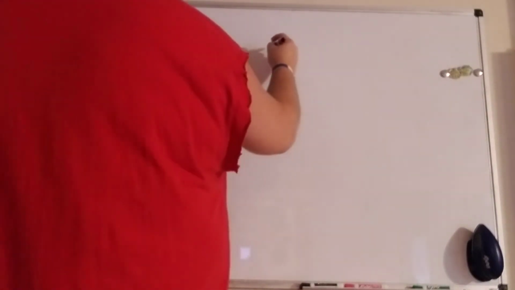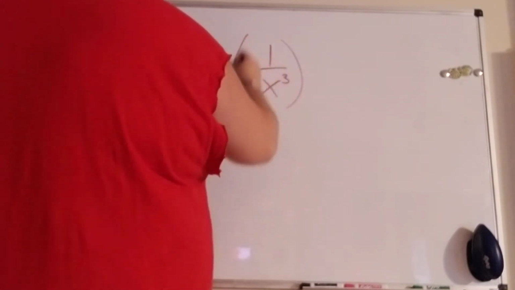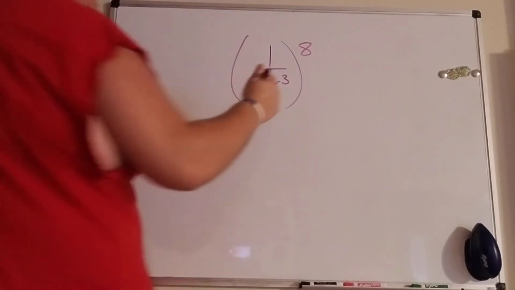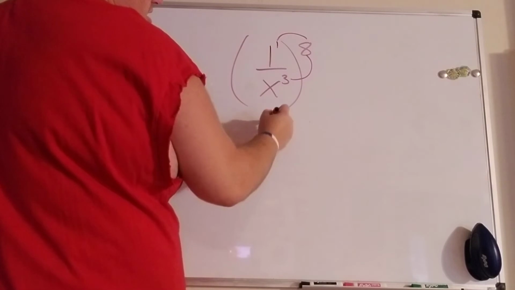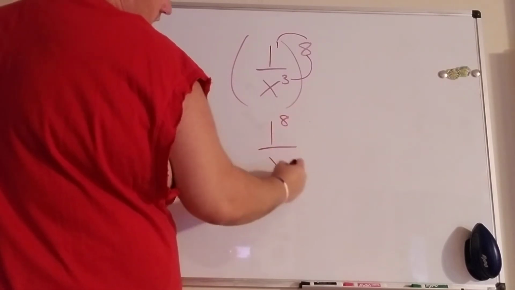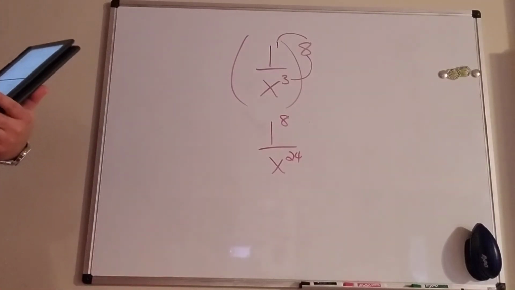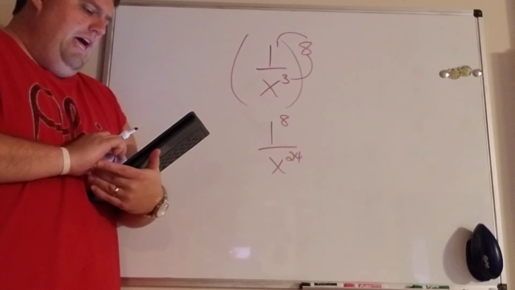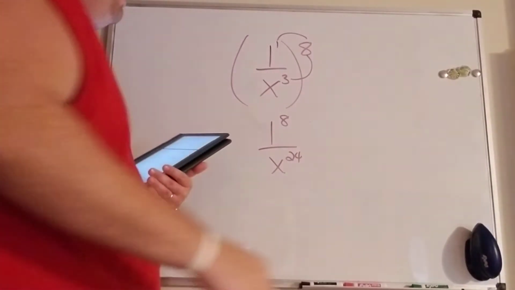All right, number 9, we have 1 over x to the 3rd, all to the 8th. So this 8, again, is going to go to all the exponents. Don't forget there's really a 1 up here, like so. So it's going to be 1 to the 8th over x to the 24th. And remember, we haven't got there yet, but we will on the back side of this paper, that if any of these had negative exponents, I would obviously be fixing them, making them into fractions.